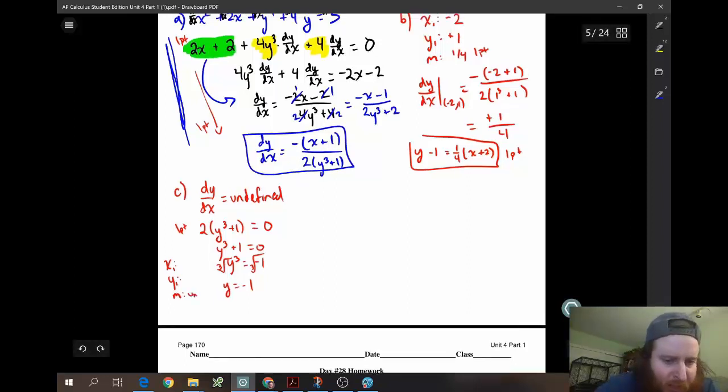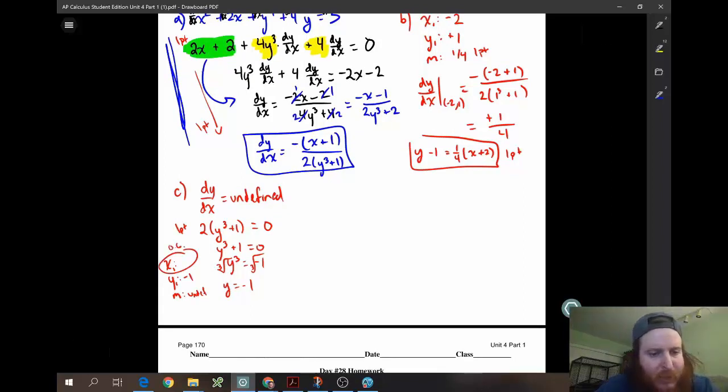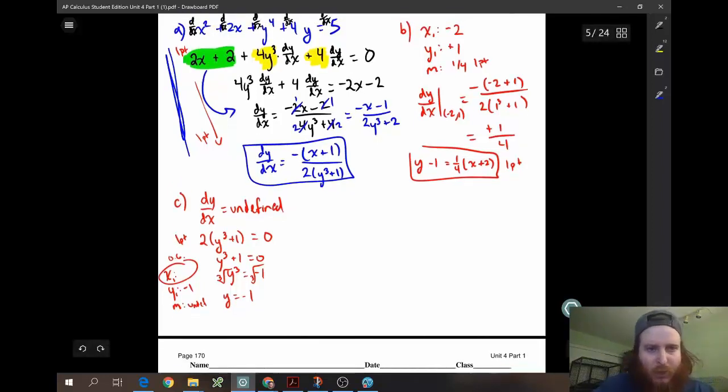We know that the slope was undefined. Now we know that our y1 is negative 1. How are we going to get our x1? We're going to plug that into the original. So writing the x1, y1, m sometimes helps me when I'm like, wait, what do I do next? So we're going to take this and plug it into our original equation. Our original equation was x squared plus 2x plus y to the fourth, but instead of y to the fourth, we're going to put negative 1 to the fourth, plus 4y. Instead of 4y, we're going to put 4 times negative 1, equals 5.